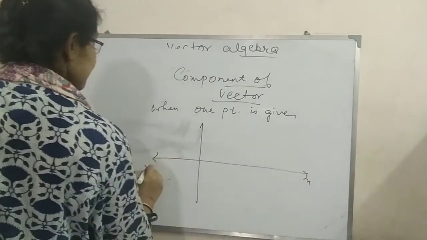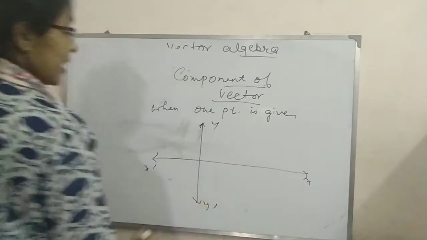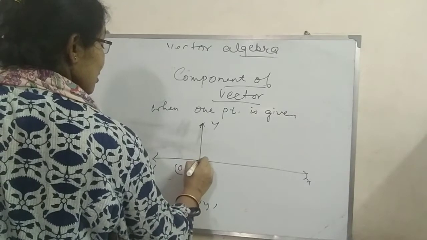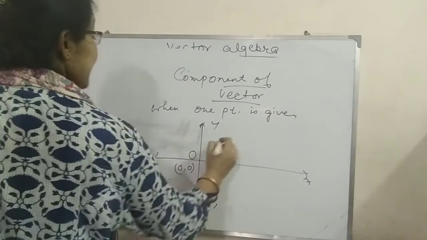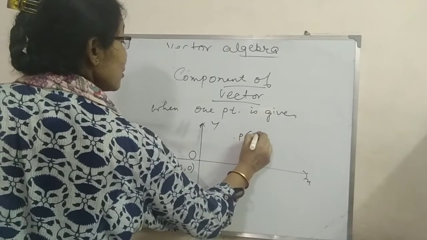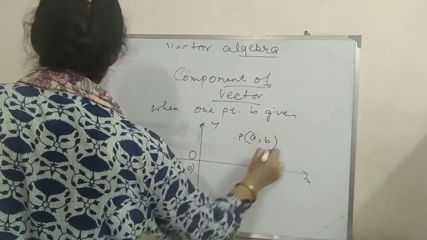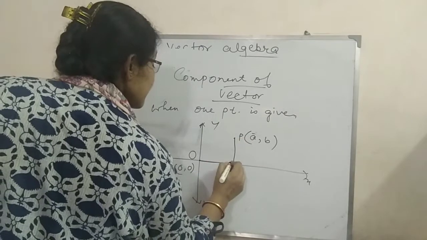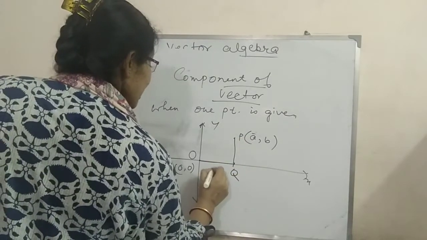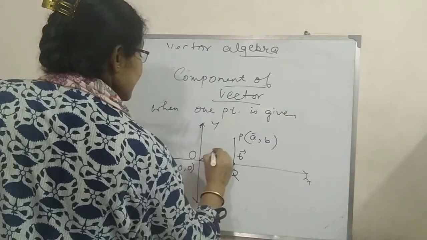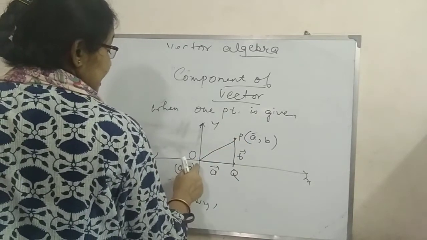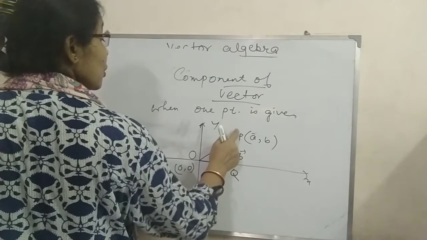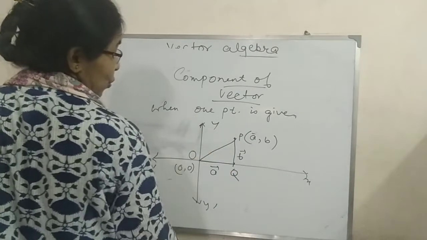this is x-axis, this is y-axis, and this is the intersection of x-axis and y-axis. This is O. Here P is any point whose coordinate is AB. That means this is A, this is B. If it is Q, this is A and this is B. If the point is going from O to A and after that Q to P, then the displacement is O to P.